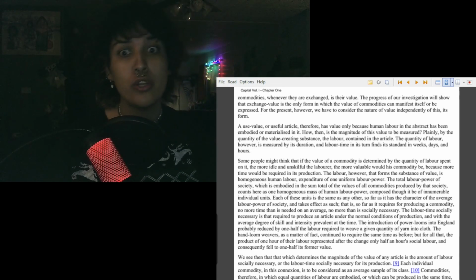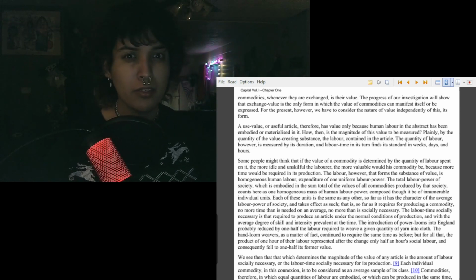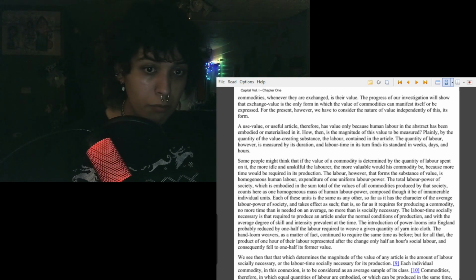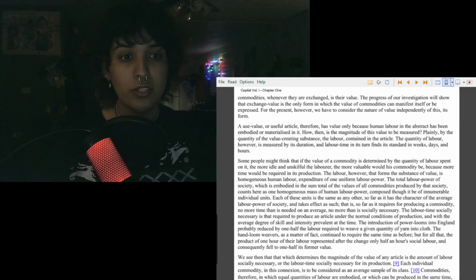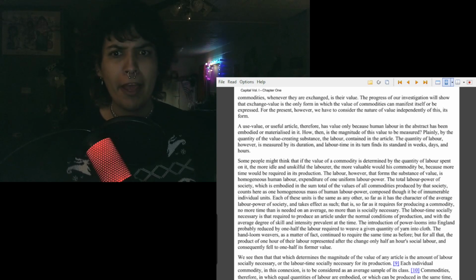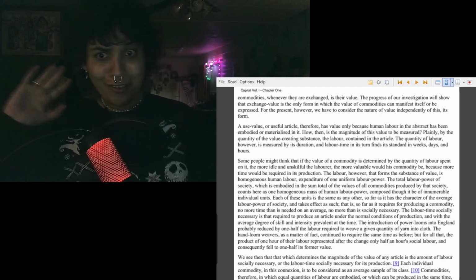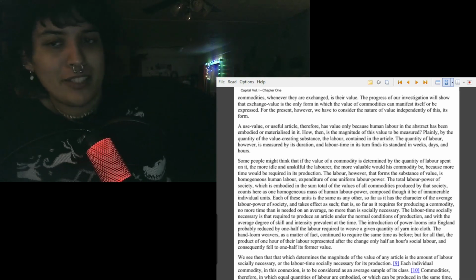It has a certain use. It has a certain amount of labor that was needed to be put in. And if you needed to pay your workers, that goes in turn to its value. That kind of makes sense.